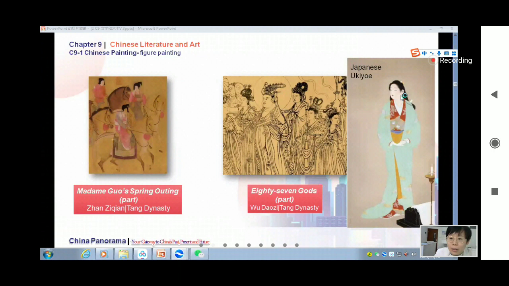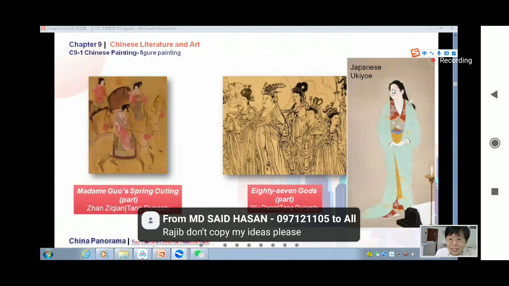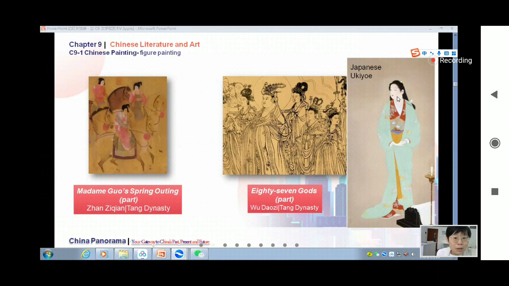Very good. You can have a look at the face. The face is not skinny, right? It's kind of fat, kind of chubby. And you can look at the shape of the eyes. It's similar. And the mouth, both are very small, right? So this is a kind of beauty standard in the Tang Dynasty: a chubby face, small eyes, a small mouth, and a small nose.